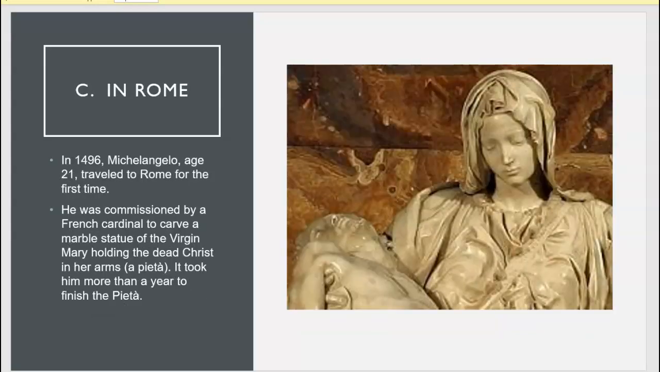In Rome. In 1496, Michelangelo, aged 21, traveled to Rome for the first time. He was commissioned by a French cardinal to carve a marble statue of the Virgin Mary holding the dead Christ in her arms, a Pietà. It took him more than a year to finish the Pietà.